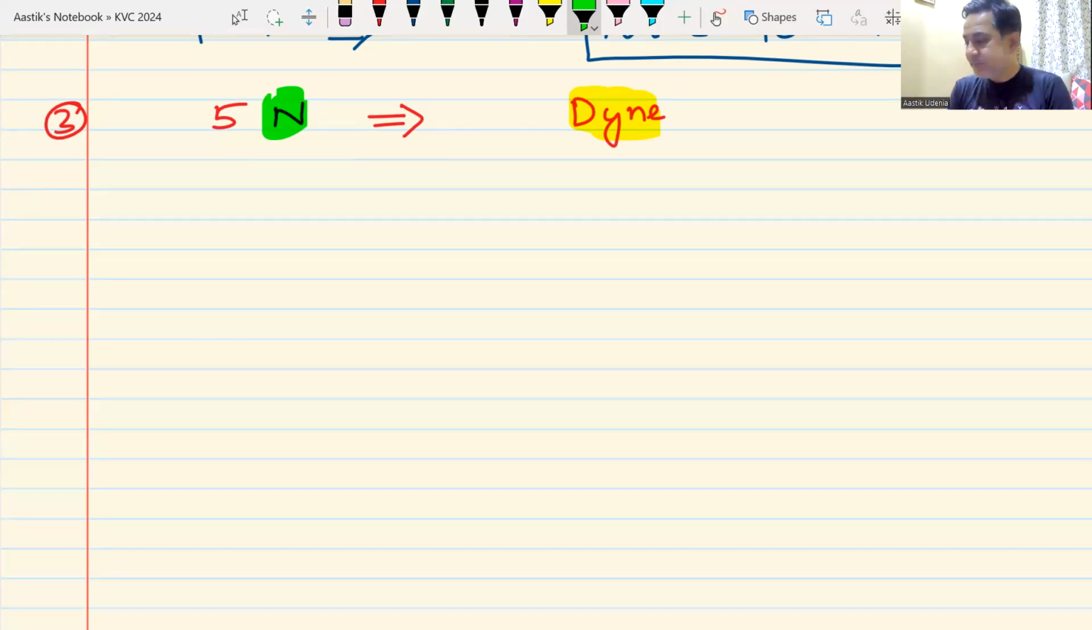Can you convert 5 newtons into dynes? Newton is the SI unit. Dyne is the CGS unit of force. The future is in your hands. Your destiny is in your hands. I'll give you 2 minutes. Yes, it is 5 into 10 to the power of 5 dyne. Great. 5 Newton is 5 into 10 raised to the power 5 dynes.